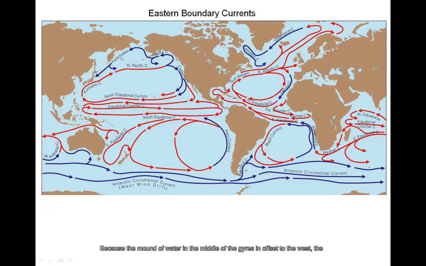Now, because the mound of the water in the middle of our gyres is offset to the west, the currents on the eastern and western sides end up being quite different from one another. Now let's think first about the eastern boundary currents. Okay, each geostrophic gyre has one on its eastern flank. And the example that you should know about is the California Current, found in the North Pacific Gyre.